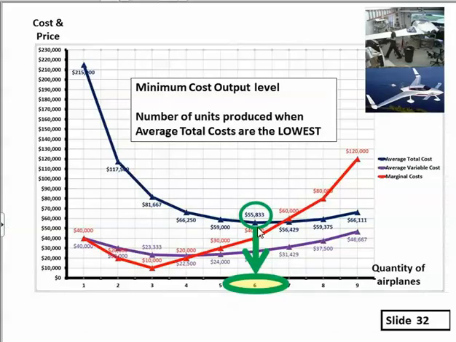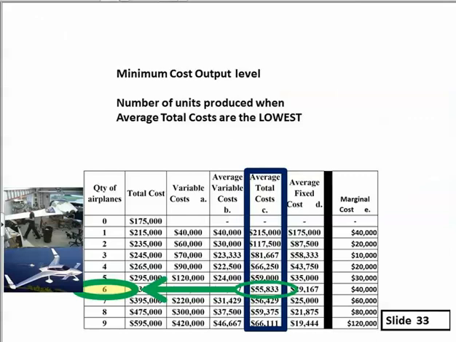Okay, there's our slide. So here's our lowest average total cost, and we're getting it at 6 units. So that's how we determine that. You've seen it in the graph and you've seen it in the chart. Now what's important about that is it tells us where we're the most efficient.